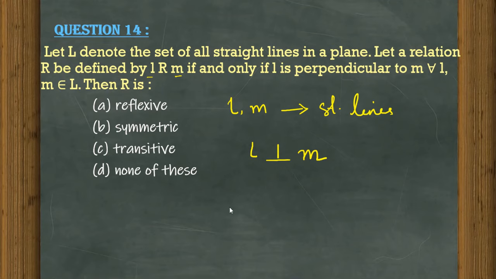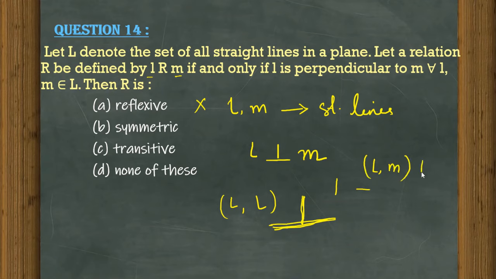If we take L and L, one line cannot be perpendicular to the same line. So it is not reflexive. What about symmetric? If L is this line, M is this line, L is perpendicular to this line, that means this line is also perpendicular to this line. So if (L, M) is there, then (M, L) is also there. So it is symmetric.